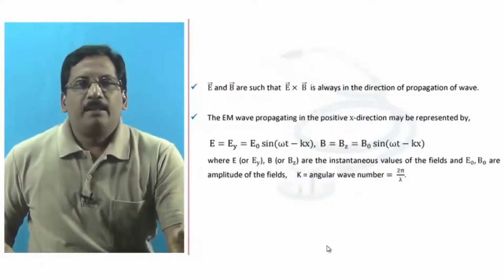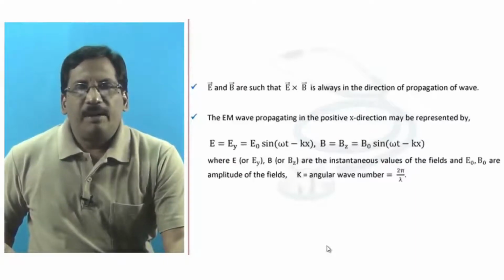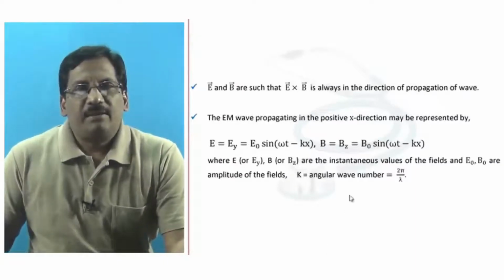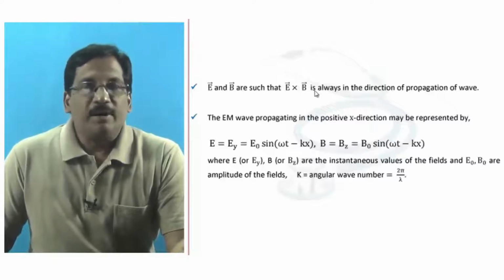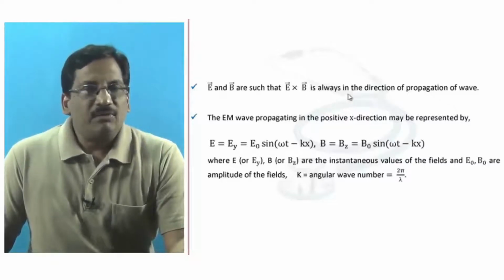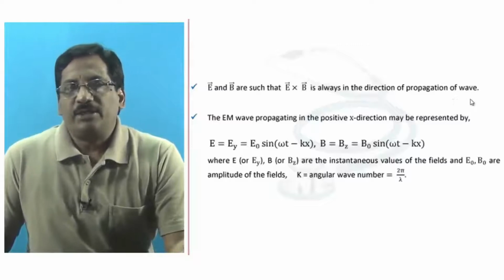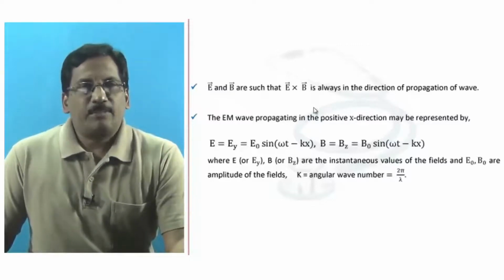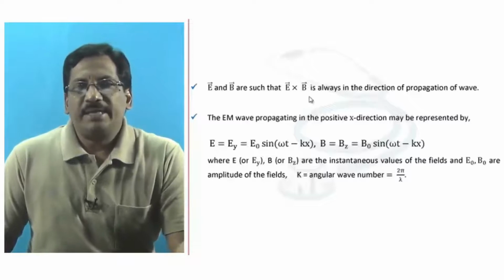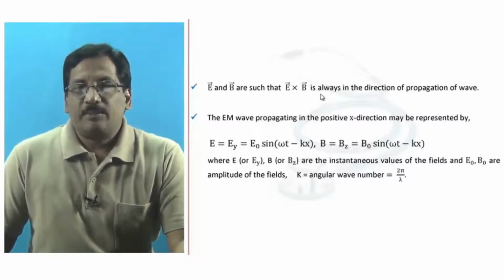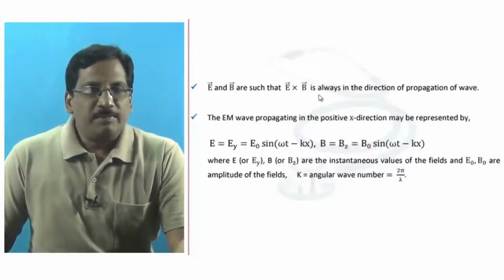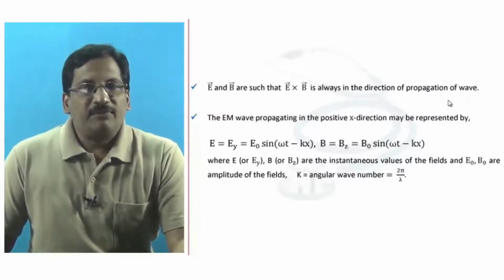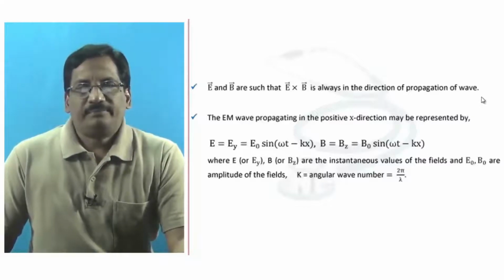And then if E bar and B bar represent the electric field vector and magnetic field vector in the electromagnetic wave, the quantity E bar cross B bar is always in the direction of propagation of the wave. Here the cross product vector of electric field vector and magnetic field induction vector. You know, cross product vector is non-commutative, therefore order is very important. E bar cross B bar is in the direction of propagation of the wave.